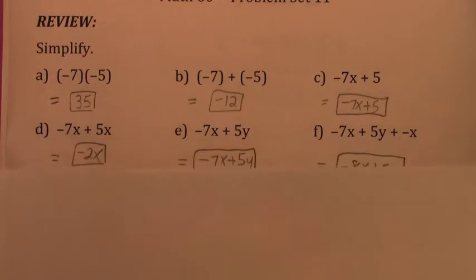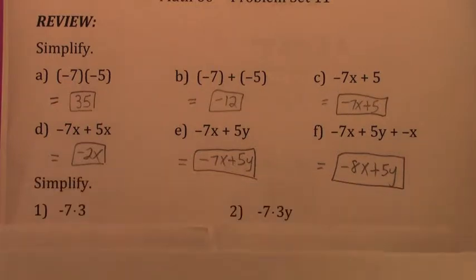On the next one, what's negative 7x plus 5x? Those are like terms, so you get negative 2x. And on number E, what's negative 7x plus 5y? Can't do anything, not like terms. Now on the very last one, you can actually add the negative 7x to the negative x and get negative 8x, and then you just leave it as negative 8x plus 5y.